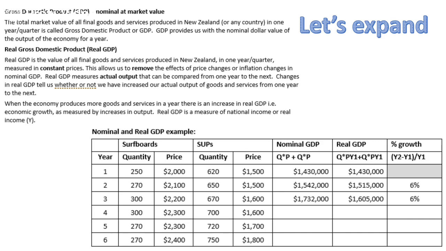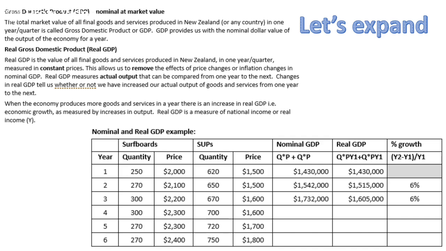So in this example that I've put down in this table, just to show you the difference between nominal and real GDP, we've got surfboards, and then stand-up paddleboards. So let's say they're two different companies, years 1 to 6, quantity and price, and then same for stand-up paddleboards. If we were calculating nominal GDP, we would simply do quantity times price plus quantity times price for each business. So in year 1, we have 1,430,000. So we're just adding up the business's total output. That's all we're doing, and so on and so forth for all of those years. So that would be nominal GDP.